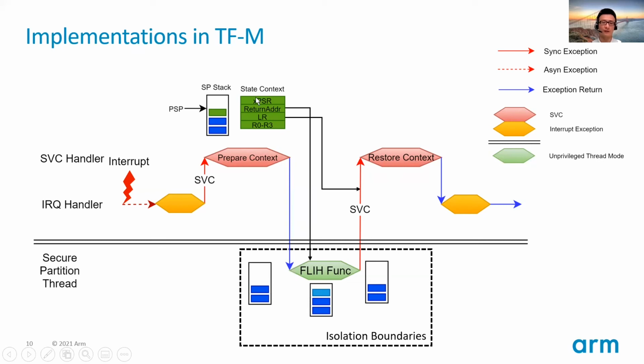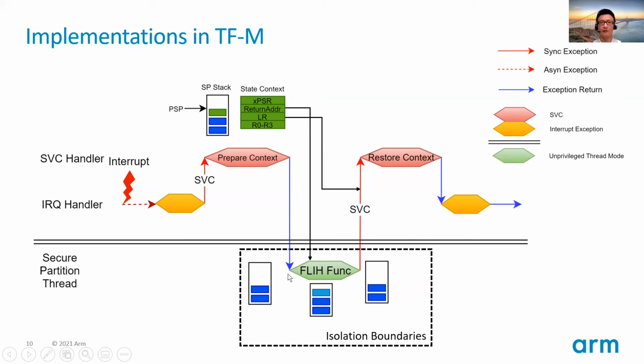And the processor status register. Actually, you can think of it as a whole new execution in the thread mode. So only the T32 bit is set. Okay, so that's the state context, and it is put on the top of the secure partition stack, right? And then the second thing in the context preparing is the isolation boundaries.